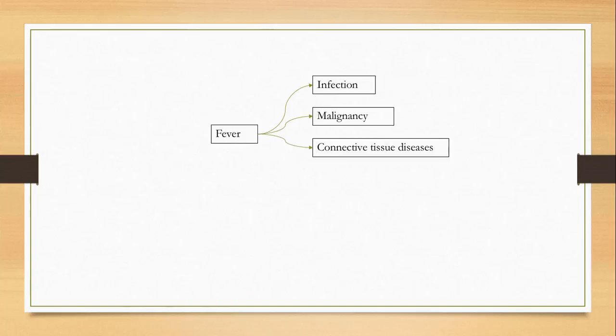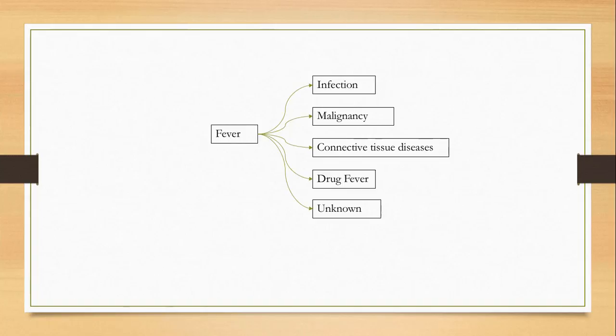So let's get started. Fever is a symptom that runs across the systems, and there are multiple categories of diseases that can present with fever. The first one and the most important is infection. Whenever we see somebody with fever, the first thing that comes to mind is infection. We'll talk more about that.